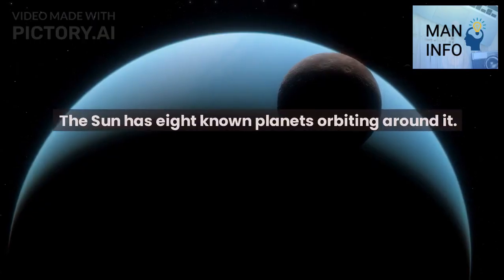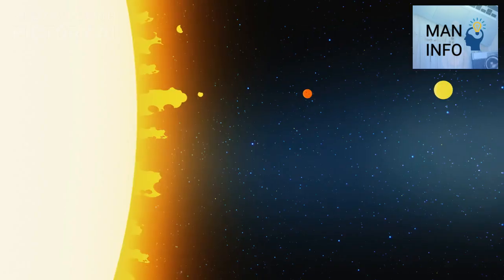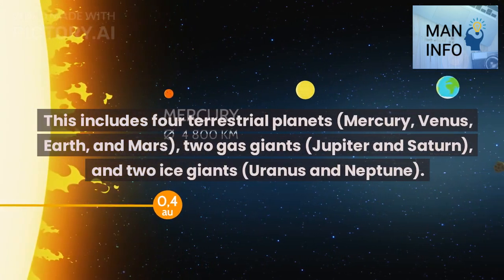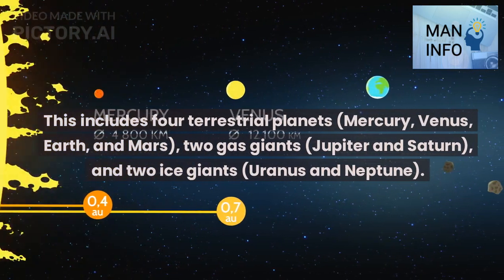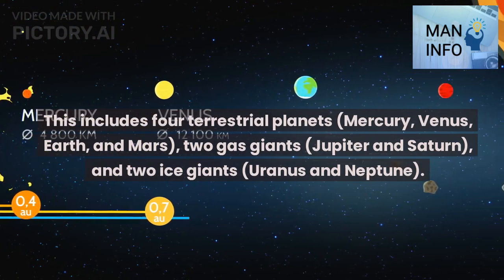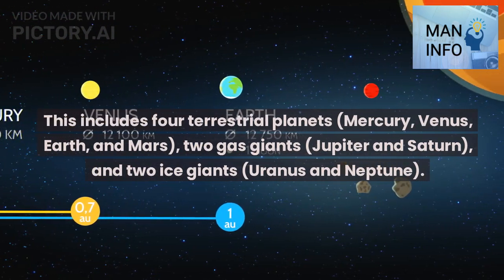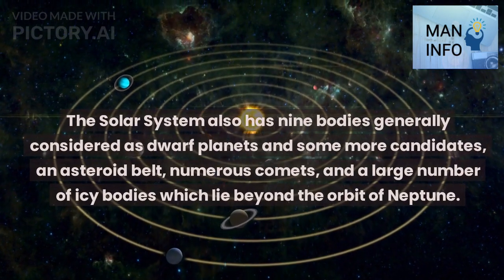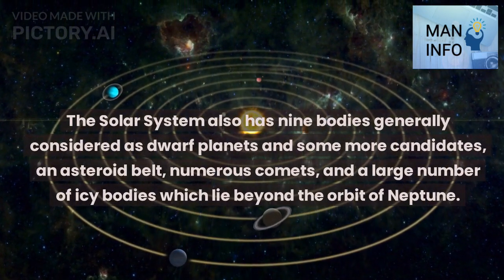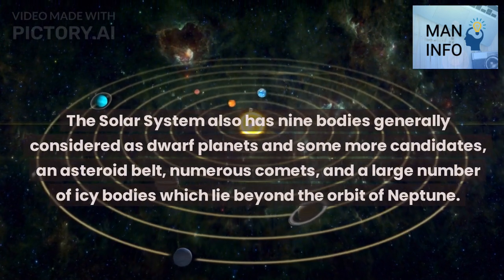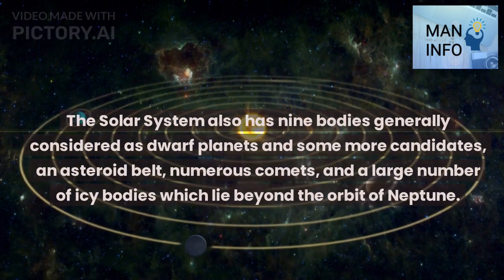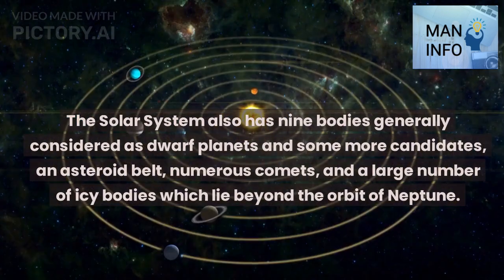Motion and location. The Sun has 8 known planets orbiting around it. This includes 4 terrestrial planets: Mercury, Venus, Earth, and Mars, 2 gas giants, Jupiter and Saturn, and 2 ice giants, Uranus and Neptune. The Solar System also has 9 bodies generally considered as dwarf planets and some more candidates, an asteroid belt, numerous comets, and a large number of icy bodies which lie beyond the orbit of Neptune.